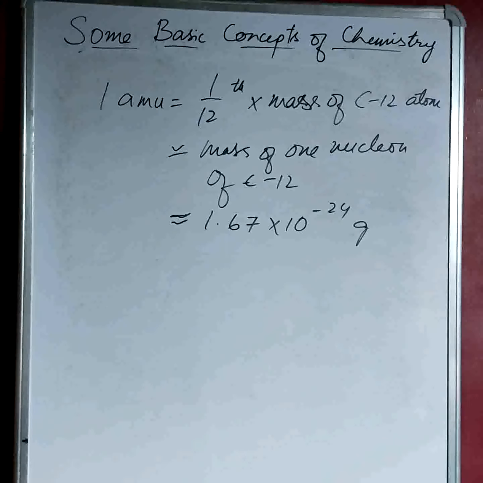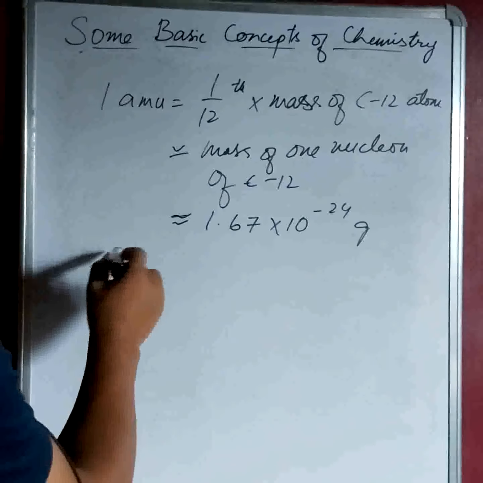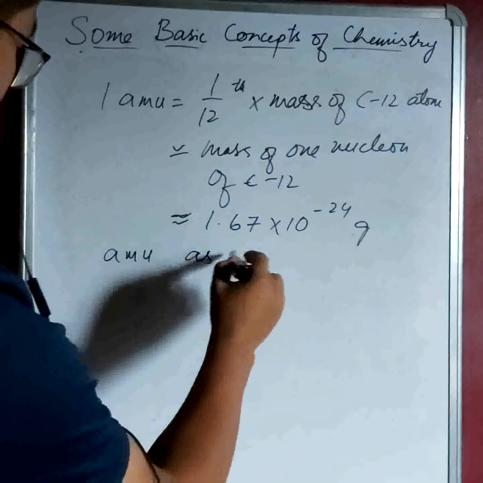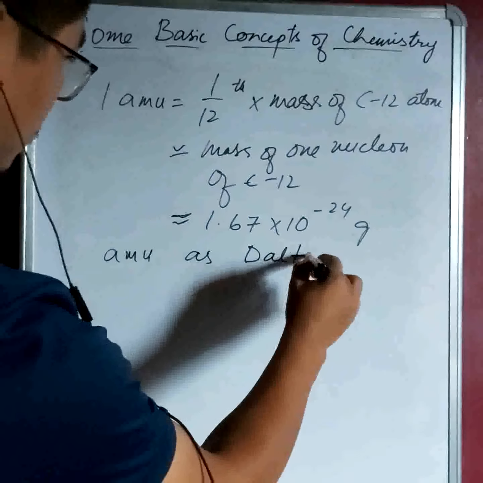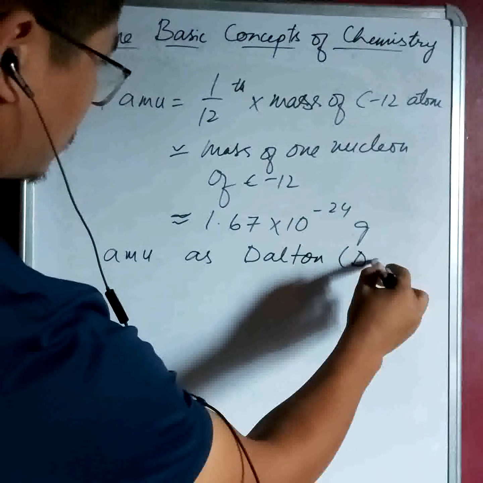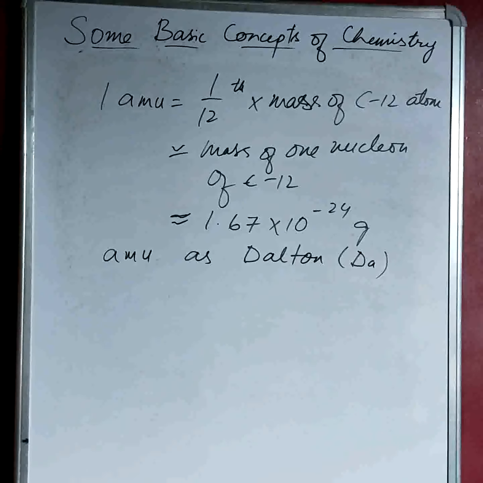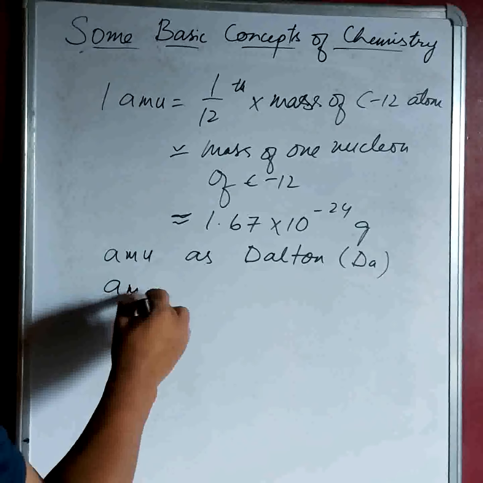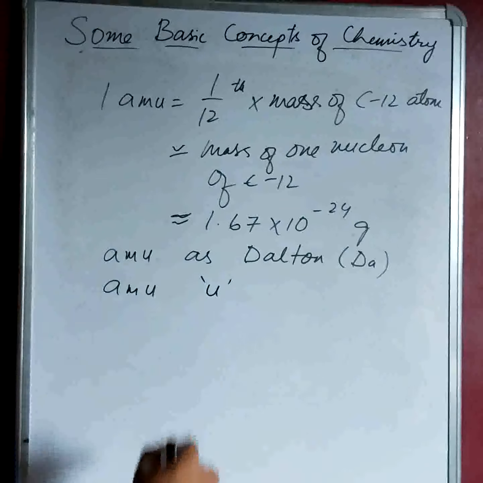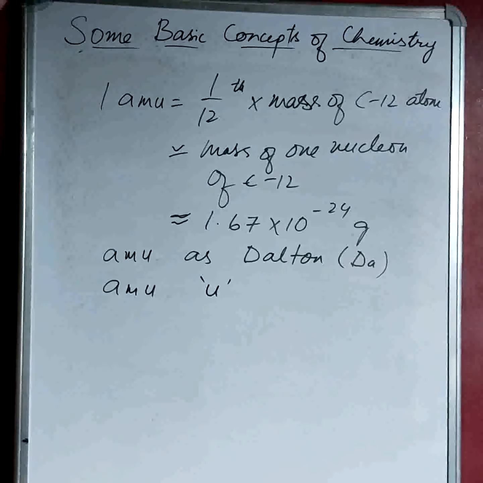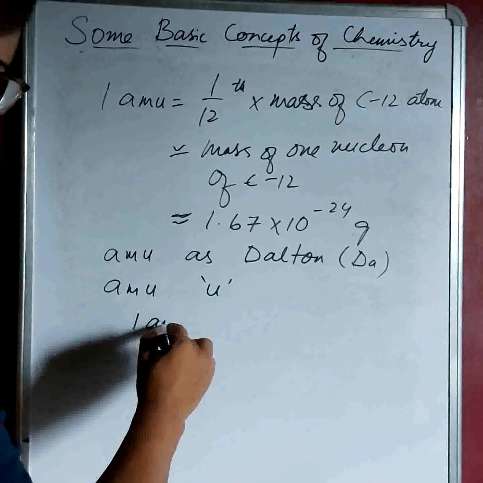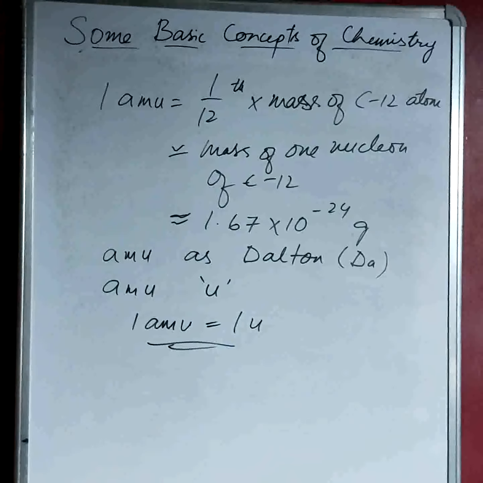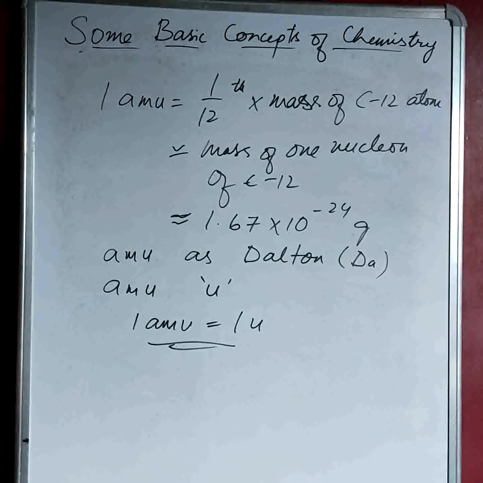Now, one atomic mass unit is also called as Dalton. Now, these days we simply refer to atomic mass unit as U, or unified mass. So 1 AMU is equal to 1 U. That's how we define these days.